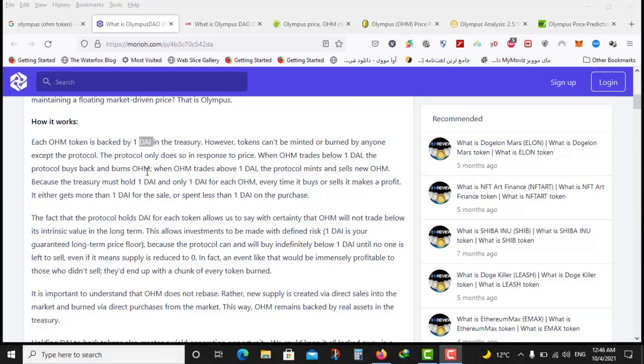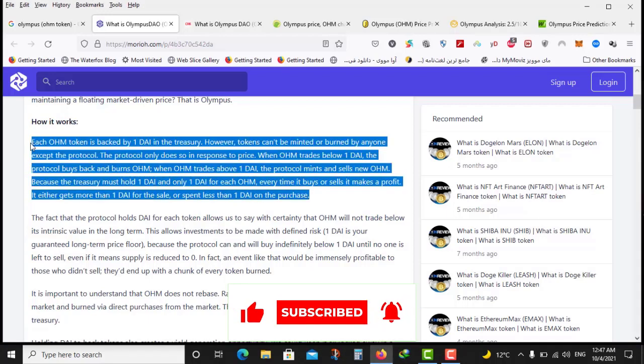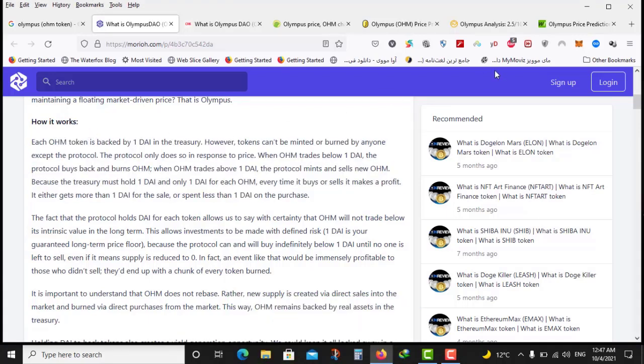So it burns OHM. When OHM trades above one DAI, the protocol mints and sells new OHM, because the treasury must hold one DAI and only one DAI for each OHM. Every time it buys or sells, it makes a profit: it either gets more than one DAI for the sale or spends less than one DAI on the purchase. So it was a good brief about how the project works.